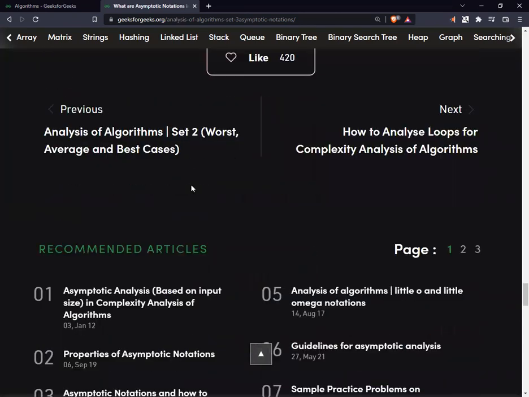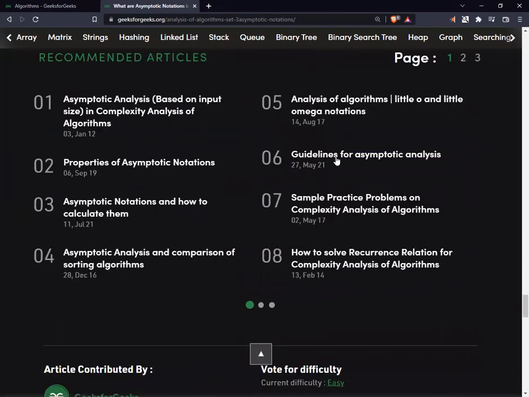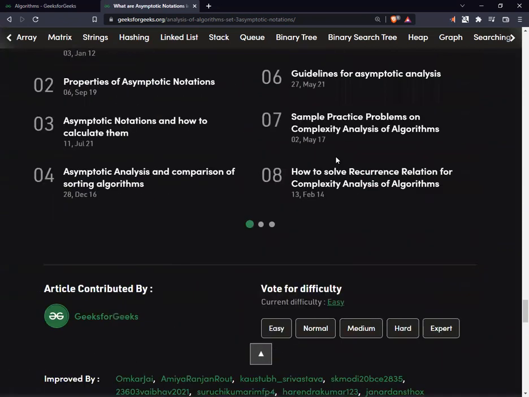Now asymptotic notations are done. It's a very easy topic, right?